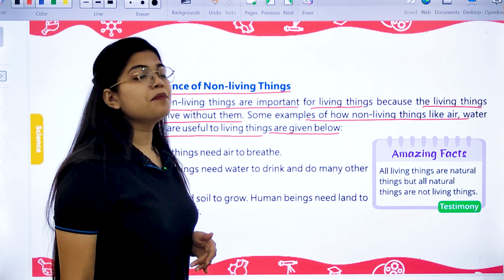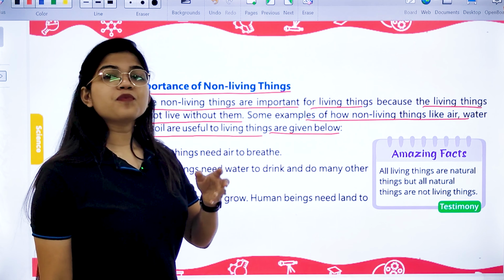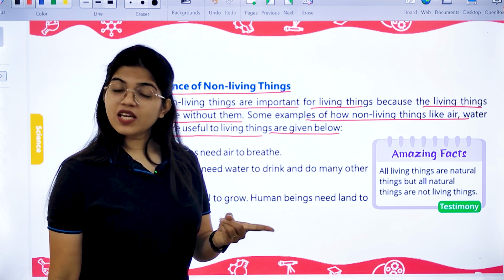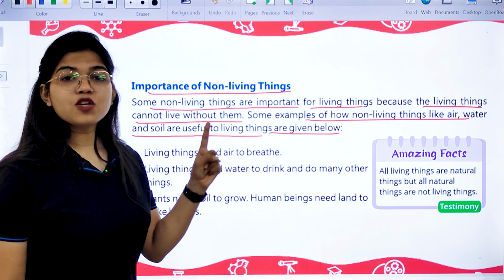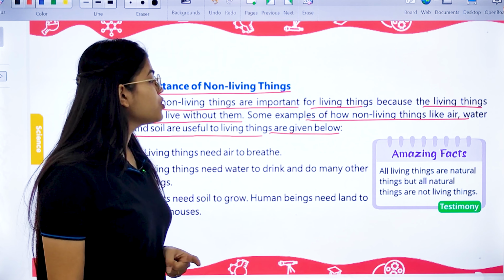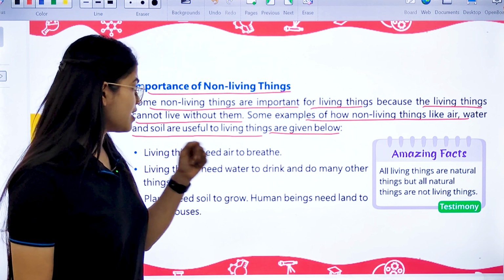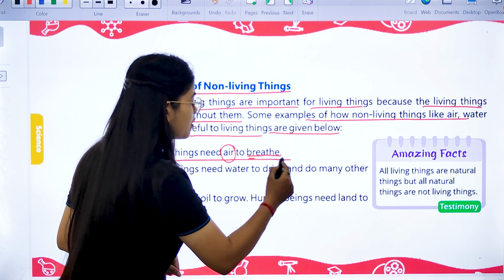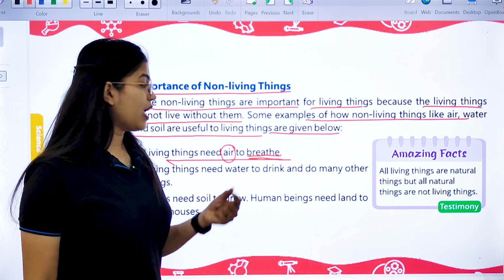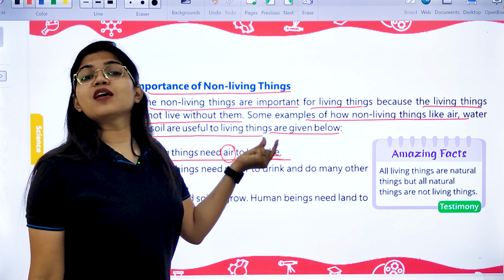See, there are some non-living things like air, water, soil. These are non-living, but still they are very useful to living things. They are helpful to them. They are necessary for their survival. Why? Living things need air to breathe. Very important. Air is a non-living thing. Still, living things require it to breathe.